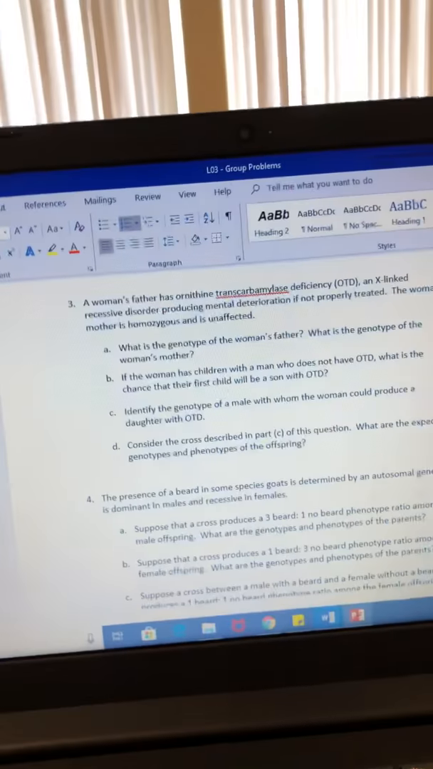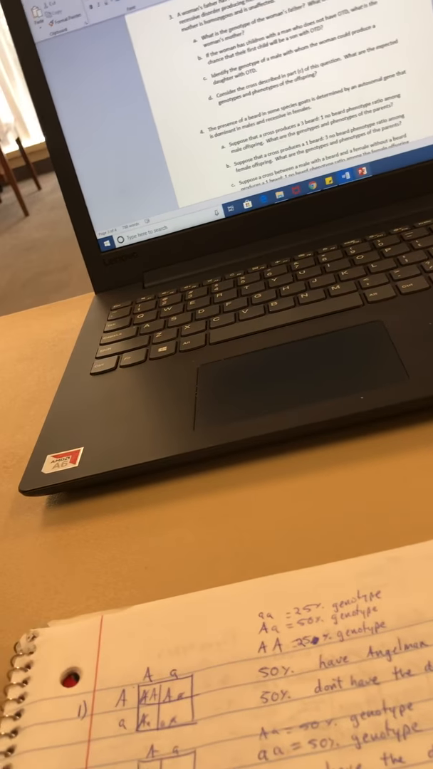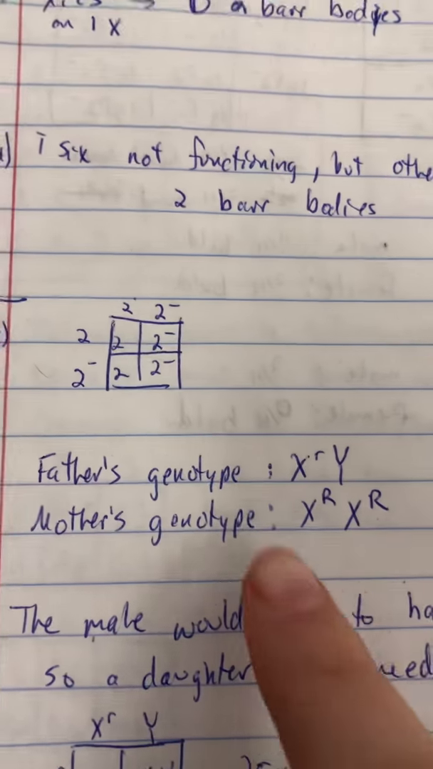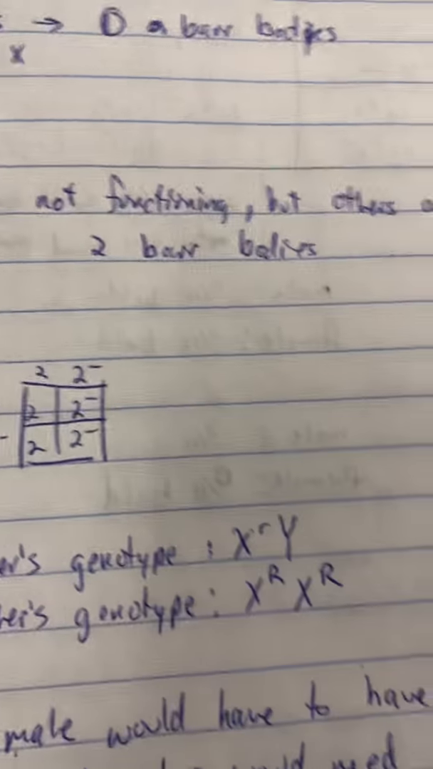Okay. For number 3, we are talking about OTD, an X-linked recessive disorder producing mental deterioration. So the first question is, what is the genotype of the woman's father? The woman's father has it, and the woman's mother is homozygous and is unaffected. So A, the father's genotype would be a recessive r on the X, and then Y, and the mother would be homozygous dominant with the normal allele.